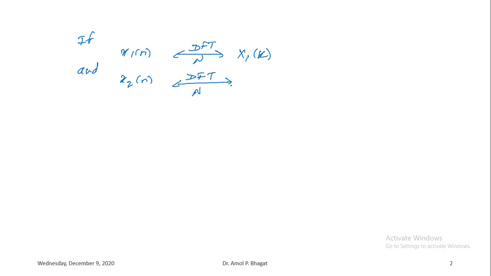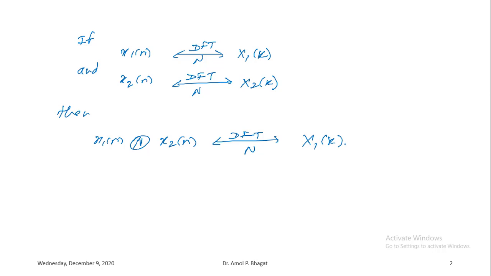Right. So as per the multiplication of two DFTs property, if we have two discrete time signals x1 of n and x2 of n with their respective N-point DFTs indicated as x1 of k and x2 of k, then the circular convolution, that is x1 of n circularly convolved with x2 of n, in frequency domain is nothing but the multiplication of their respective discrete Fourier transforms, right?